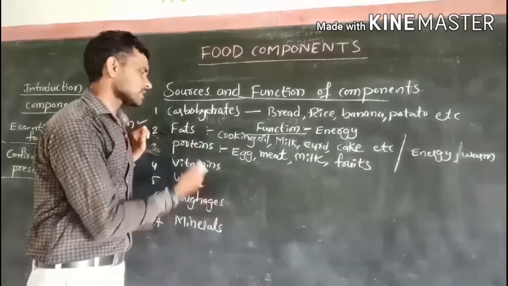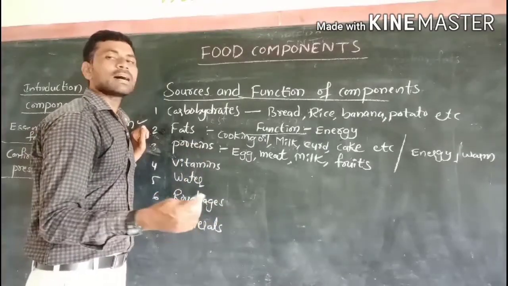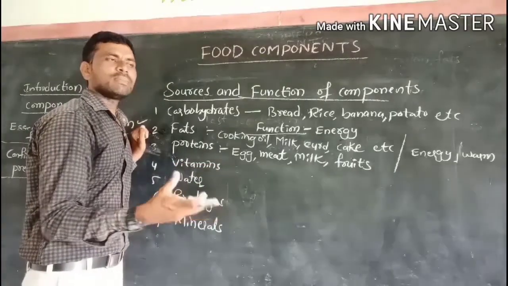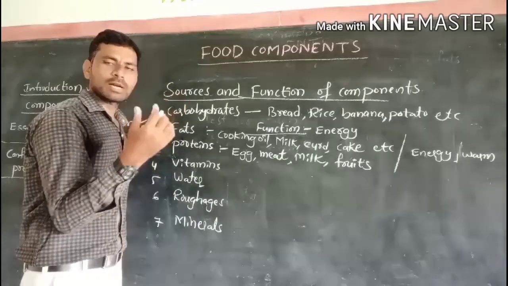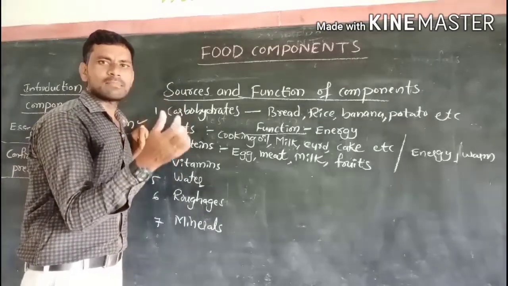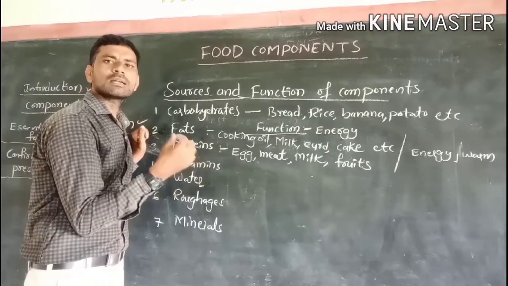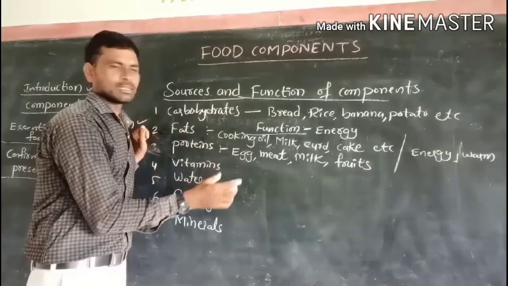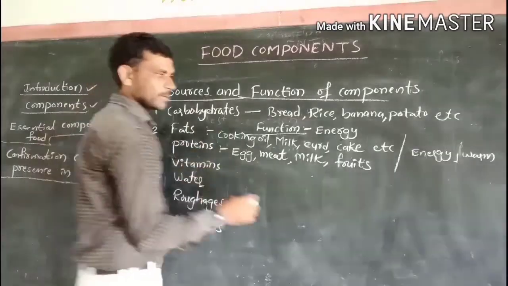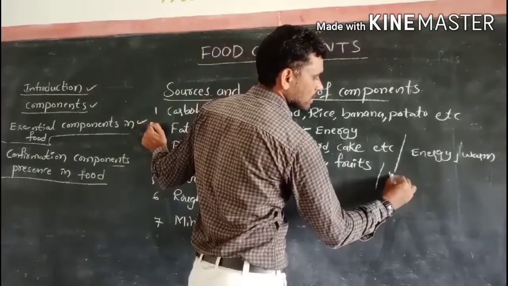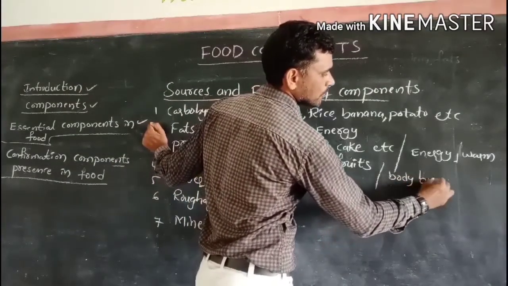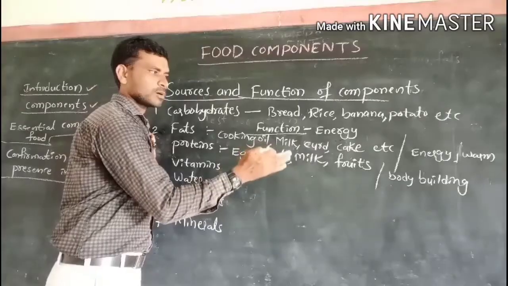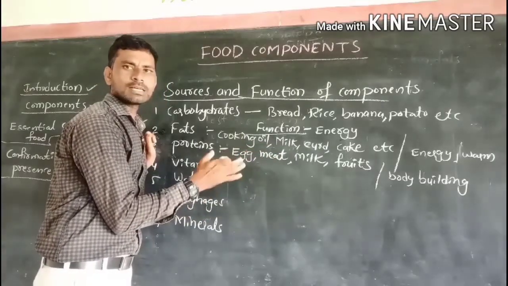So what is the main function of protein? They are body building components. They are also called body building components. Our body is made up of cells. If any cell is damaged, these proteins repair it and they also produce new cells to replace the damaged cells. So this is the main function of protein: body building. So proteins help in body building and they also repair our cells.